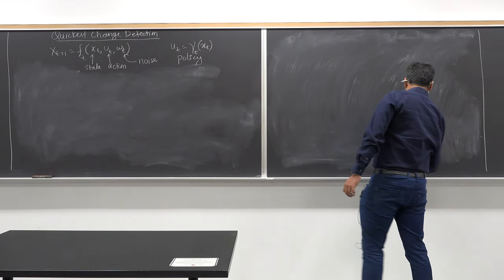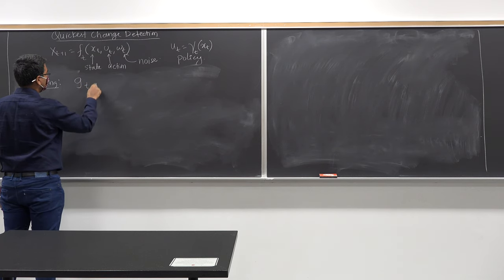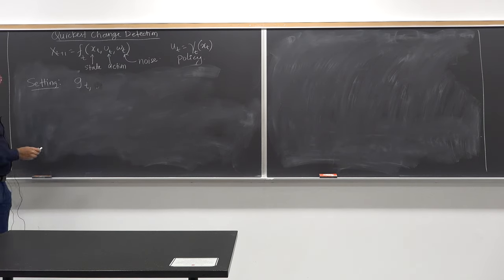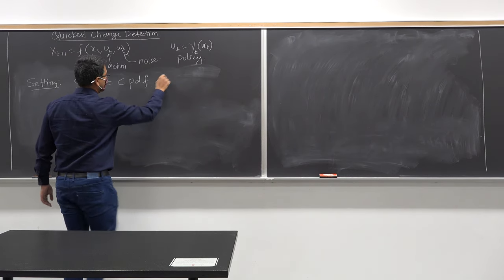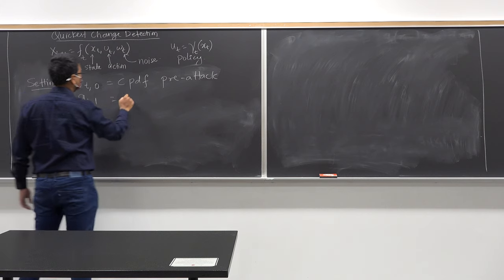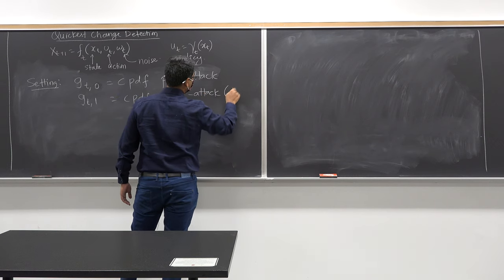Perfect, exactly. So we were making the following assumption in the previous case. The first assumption was, we know exactly what's going to happen post-attack. So I know the transition kernel post-attack. The setting here is the same. I have a G_t^1, or G_t^0 for no attack. G_t^0 is the conditional PDF pre-attack. G_t^1 is the conditional PDF post-attack. And this is known.